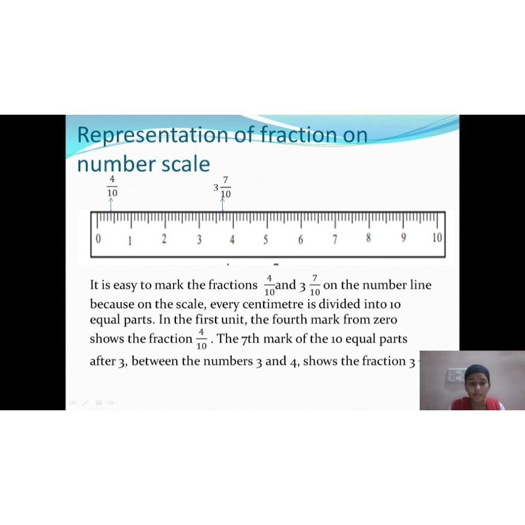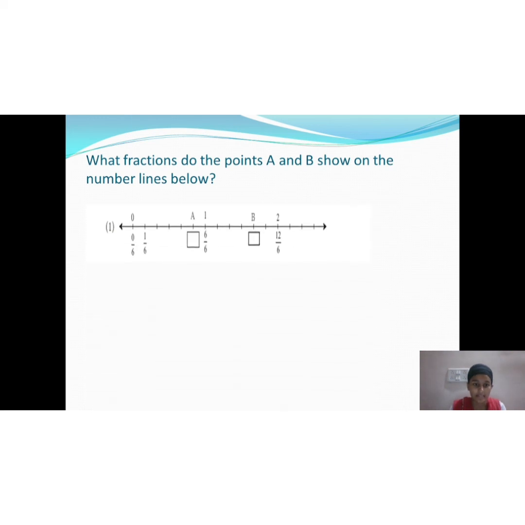Okay, so I hope you have understood the representation of fractions. Now coming to the next part. Now let us see a problem based on this. What fractions do the points A and B show on the number line below? Now this is the number line. You have to tell me the fraction for A and the fraction for B.